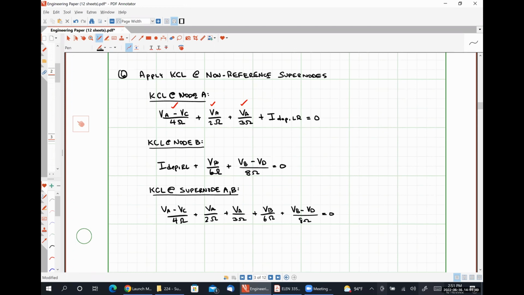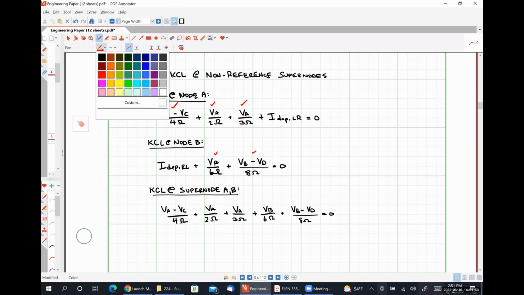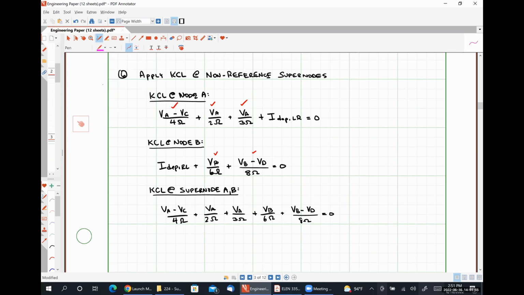Just to be clear here, we included this one, and we included this one. The reason we didn't include these two in our supernode equation is because those two currents cancel each other out. If we added them together, we would get this equation.